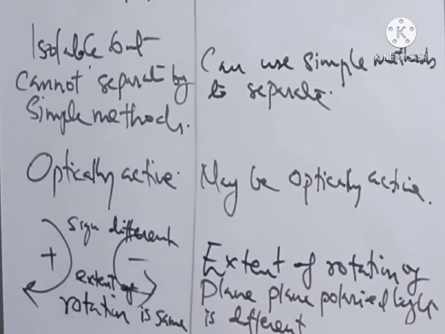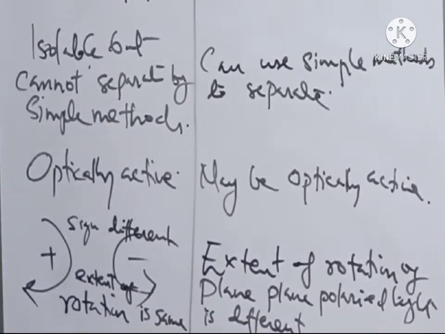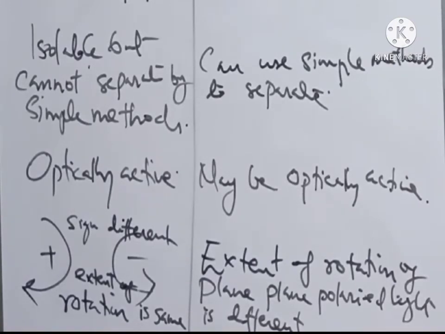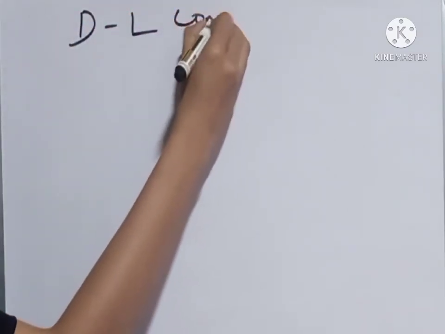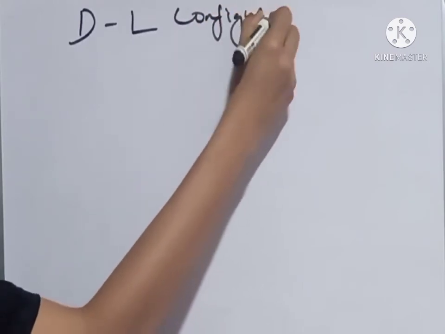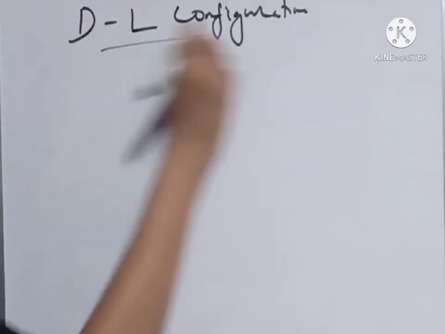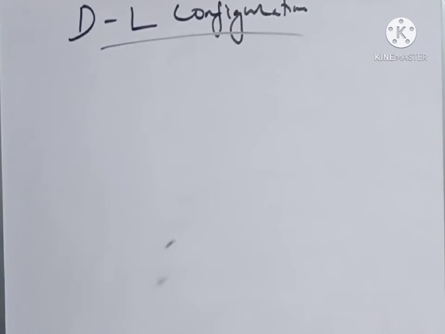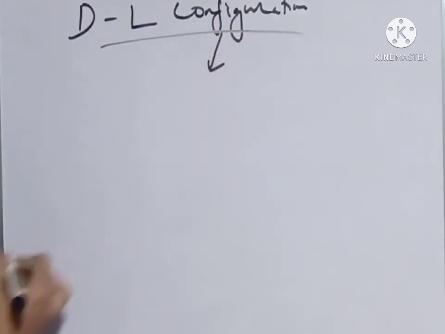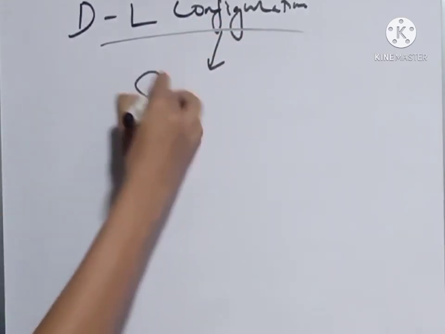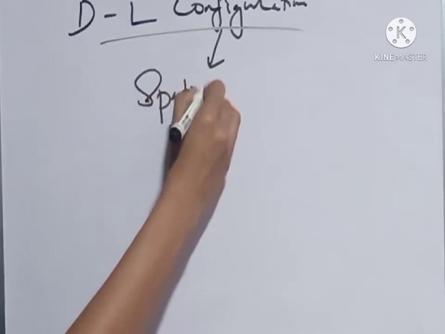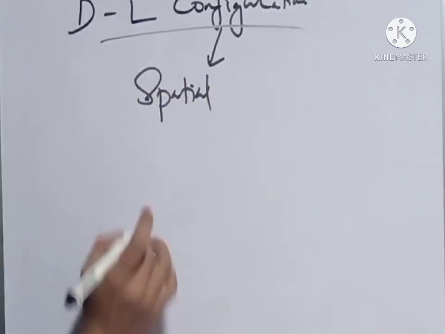Then if we talk about the sign, they may be same or may not be same. Now let us learn the DL configuration of organic molecules. So configuration means represent the spatial arrangement of groups around a chiral center.